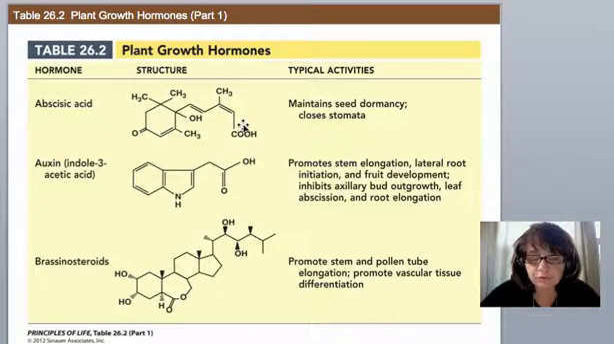Abscisic acid, we won't talk about too much after this, but it helps to maintain seed dormancy, and it also promotes closing the stomata. So I like to think about this one as sort of a dampening hormone. Auxin we'll talk a lot about. Auxin was one of the first ones identified.